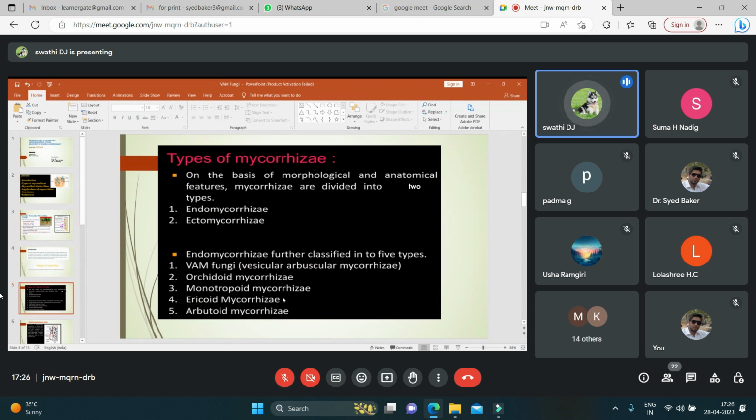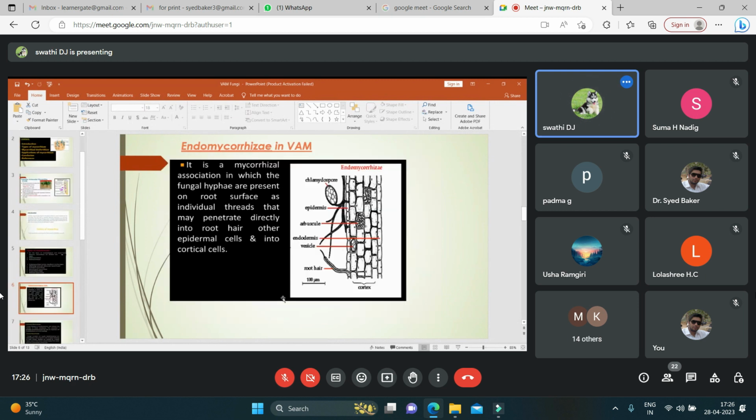When it comes to types of mycorrhizae, there are two types. The first one is endomycorrhizae and the second one is ectomycorrhizae. Endomycorrhizae is further classified into 5 types. First, VAM fungi, which is also known as vesicular arbuscular mycorrhizae. Second, orchidoid mycorrhizae. Third, monotropoid mycorrhizae. Fourth, ericoid mycorrhizae. And last, arbutoid mycorrhizae. Let us learn one after the other.